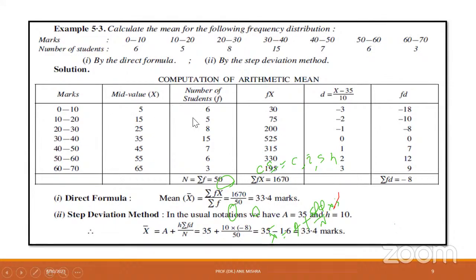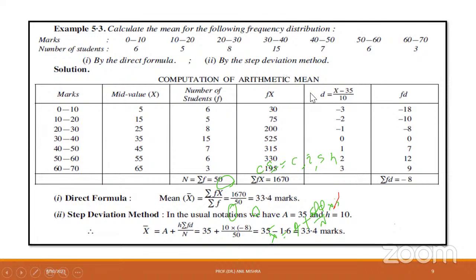That means fx is to be calculated. Directly you can multiply 5 into 6, 15 into 5, and so on. Adding together, it is 1670. We apply the formula sum fx by n, and the outcome is 33.4. Right? But the same outcome we can calculate with the help of the step deviation also.